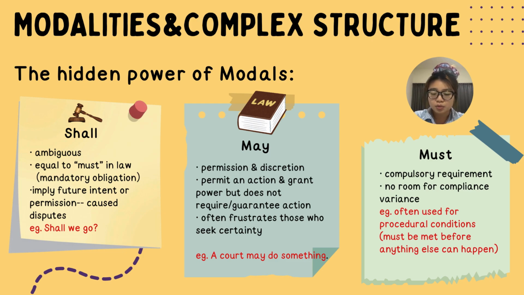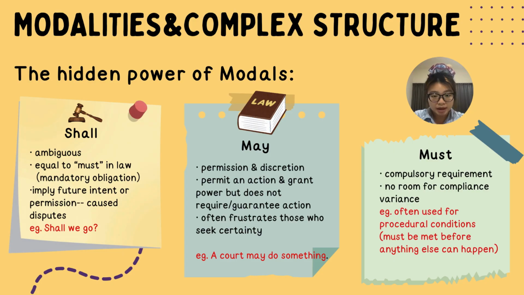We often use this word in a sentence like "shall we go?" But actually, it is very ambiguous in the law because it usually equals "must" in law, which creates a mandatory obligation. And because it usually implies future intent or permission, it usually causes disputes.